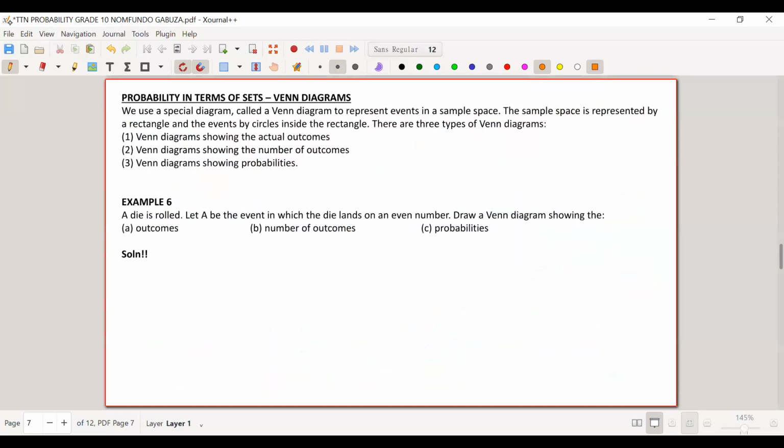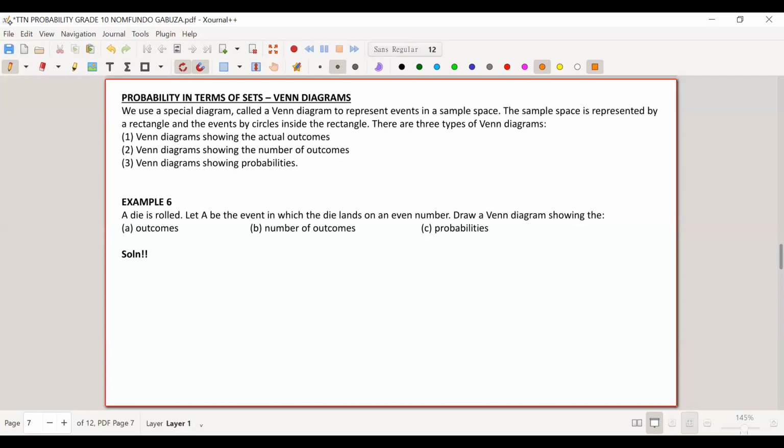I hope everyone is still following. Okay, so let's move on to the probability in terms of sets, in terms of the Venn diagram. We use a special diagram called the Venn diagram to represent events in a sample space. The sample space is represented by a rectangle and the events by circles inside the rectangle. There are 3 types of Venn diagrams.